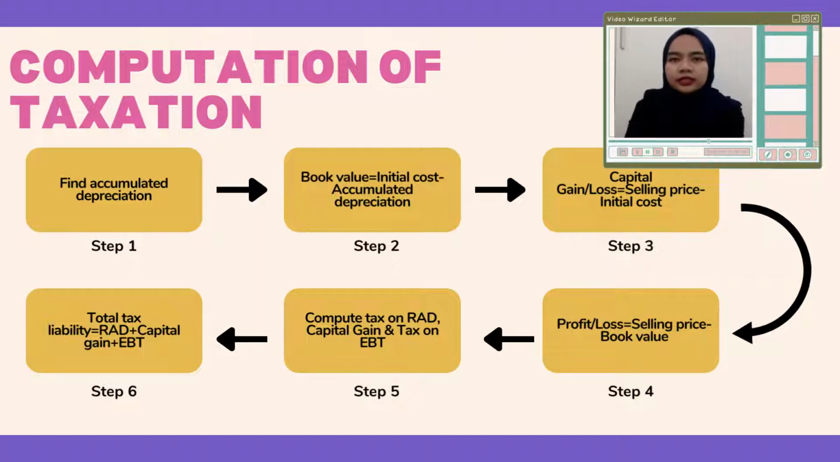Okay, for the final step, we have to find total tax liability. Tax on R&D plus tax on capital gain plus tax on EBT, and we will get the total tax liability.